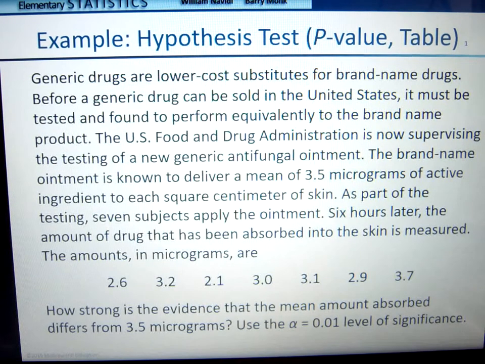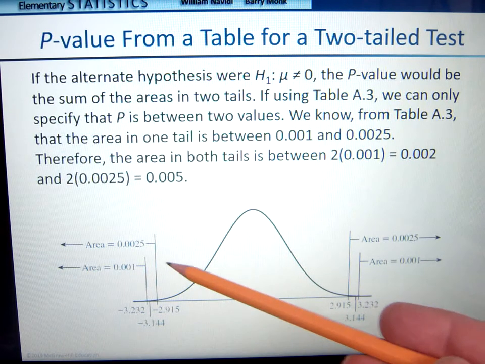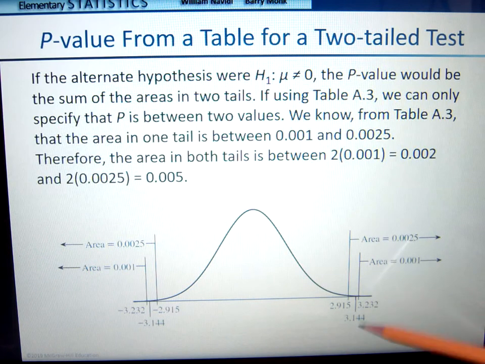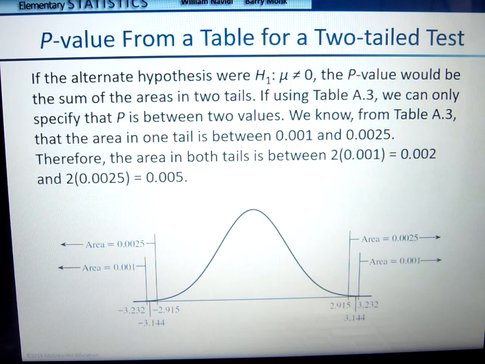Now let's go back. Again, I just want to be sure that you see that if it's a two-tail, it's still going to be statistically significant here because we are still going to be smaller than 0.05. Okay, now we can go on.